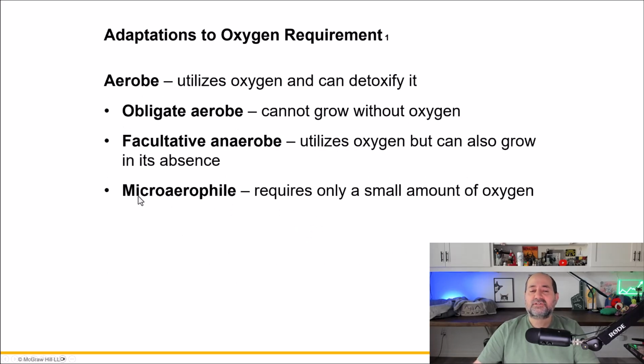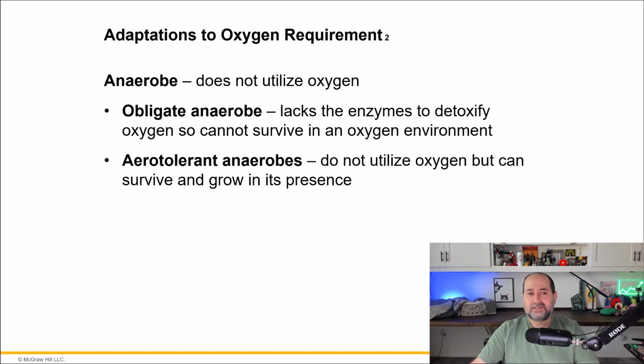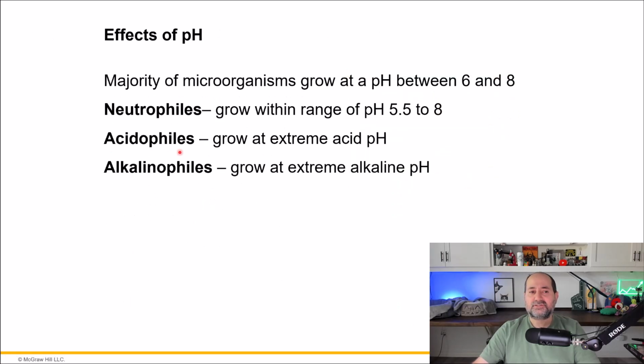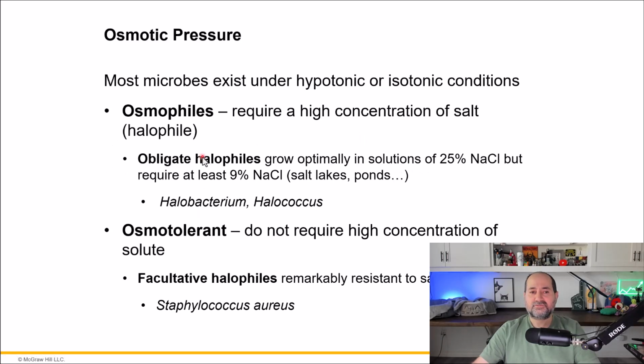Do you remember the different oxygen requirement types? Obligate aerobes, facultative anaerobes, microaerophiles, obligate anaerobes, aerotolerant anaerobes. Just know the difference between those oxygen types. Also with pH effects, neutrophiles, acidophiles, alkalinophiles, and where they prefer to grow. Halophiles, right? Remember, halophiles can grow in high salt conditions.